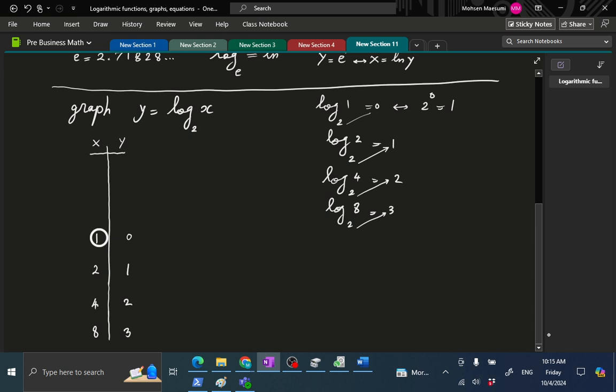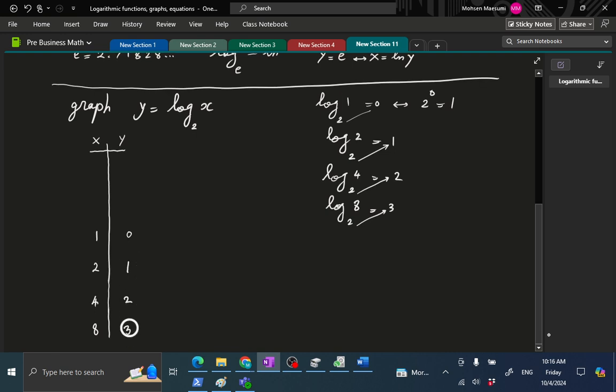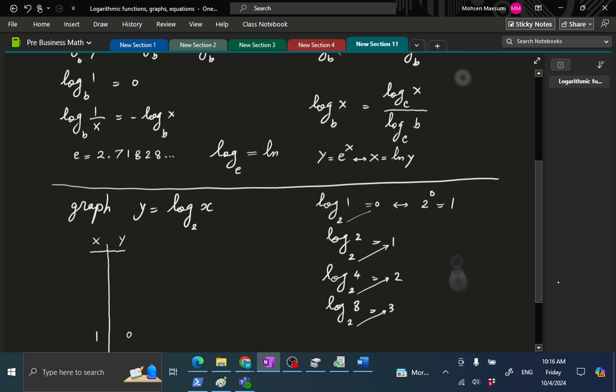So on this side, I'm doubling every time. On this side, I'm increasing by 1 every time. This is doubling, and this is increasing by 1. What if I want to go backward? We don't go from 1 back to 0. Logarithm of 0 is not defined, or it's infinity.